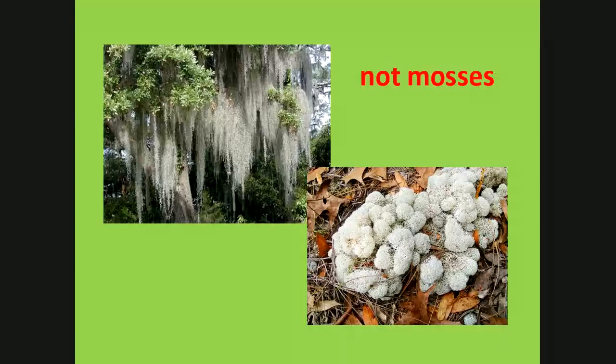These are not mosses. Spanish moss in the upper left, and the one in the lower right that I've showed you in class is a lichen. It's sometimes called a deer or a reindeer moss. But again, that's not a moss, don't forget.